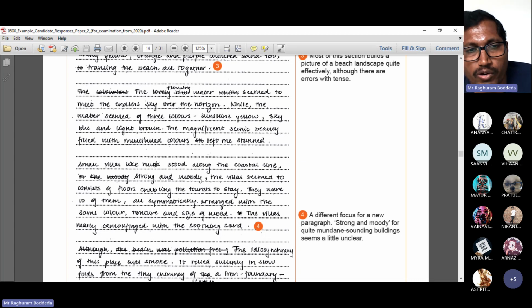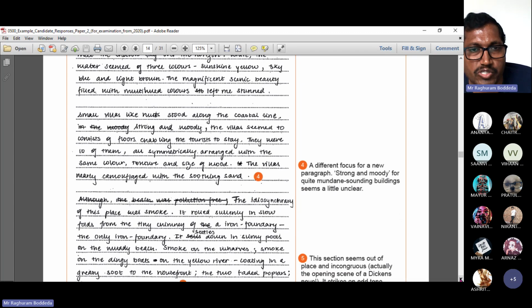You can also talk about the horizon, how the sky looks blue, light brown and sunshine yellow. These three colors he specifically mentioned, and their importance. Don't you feel this paragraph only mentions them and is not giving enough detail to explain? A bit unclear, right? Yes. So this paragraph needs to develop. Let me call the next person to read the next para.